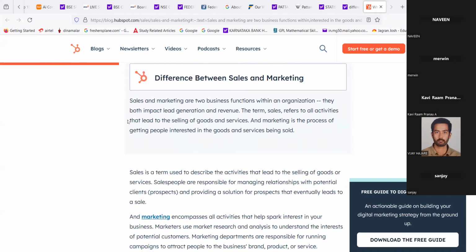Yeah, please read. A difference between sales and marketing. Sales and marketing are two business functions within an organization. They both impact lead generation and revenue. The term sales refers to all activities that lead to the selling of goods and services. And marketing is the process of getting people interested in the goods and services being sold. This much will do. This is very good. This has been given very nicely.